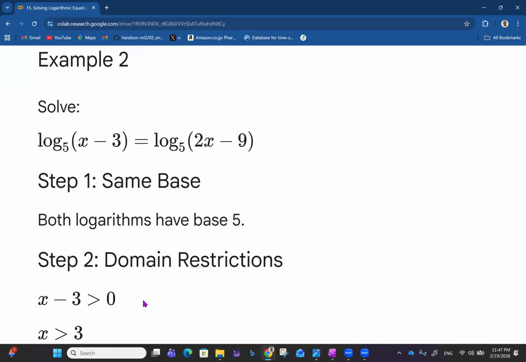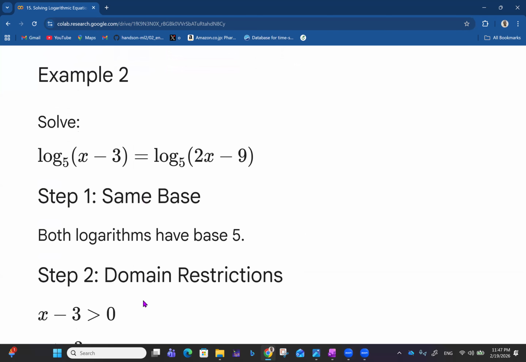Okay. And then that takes us to example 2, where we need to solve log of x minus 3 base 5 equals log of 2x minus 9 base 5.